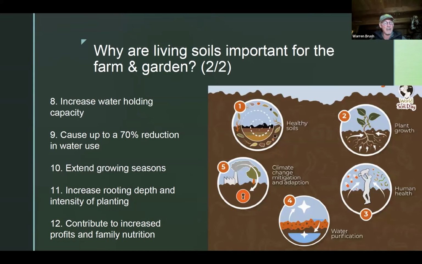A lot of the research also shows us that the healthy soil biome helps us extend our growing seasons, so we're getting more and more bridge crops from the rainy season into the drier seasons. It also increases rooting depth, which gives you the capacity for more biointensive planting because the plants can spread their roots deeper rather than laterally. And then it generally increases profits and family nutrition.